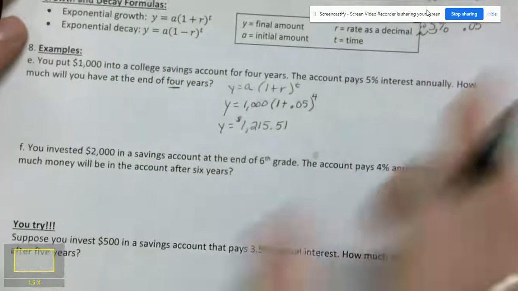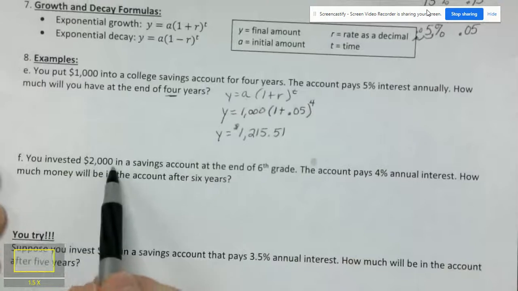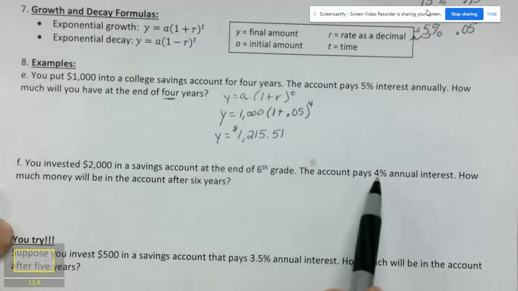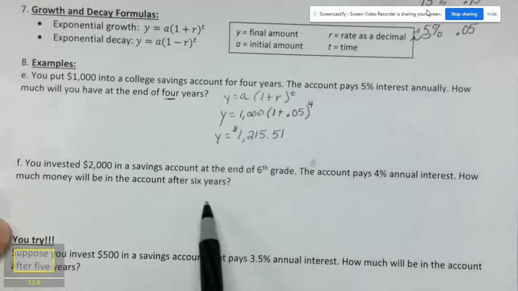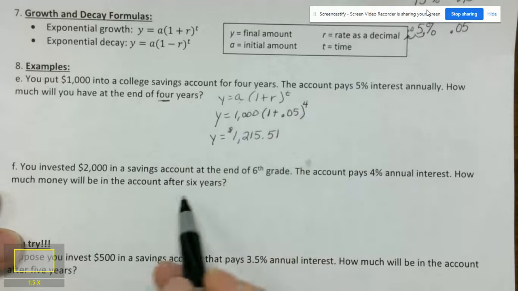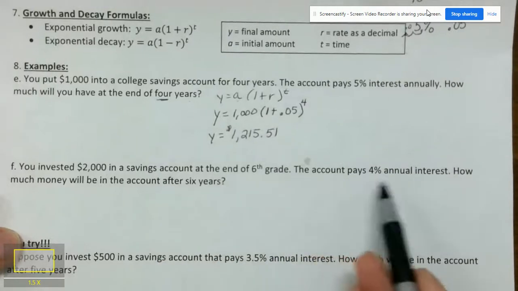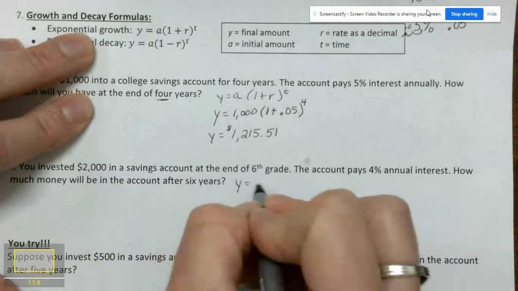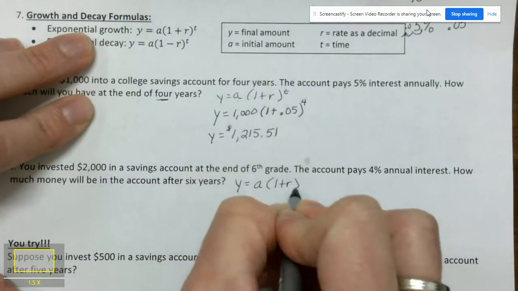Okay, let's do another example. You invested $2,000 in a savings account at the end of 6th grade. The account pays 4% annual interest. How much money will be in the account after 6 years? Okay, so again, I'm growing something. They pay me interest, so I'm going to use this growth formula. So same one, y equals a times 1 plus r to the t.